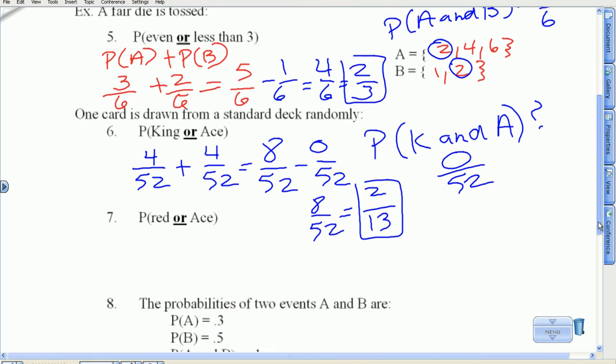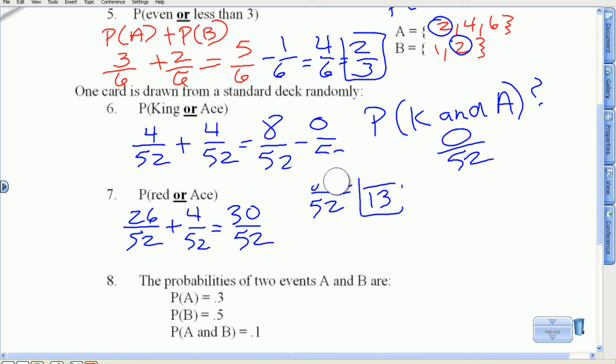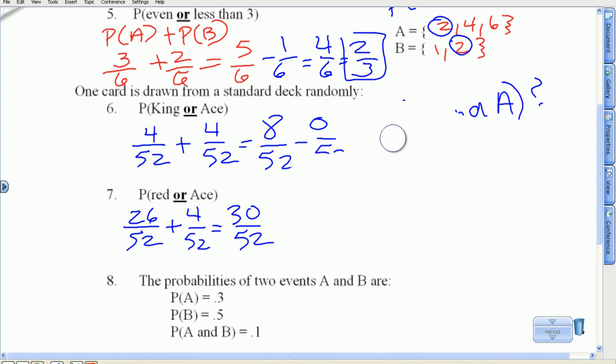Alright, number 7. Red card in a deck of cards, 26 out of 52. Ace, 4 out of 52. So we're going to add those together to get 30 out of 52. You turn that in, it gets marked wrong. Question is, why is that marked wrong? The answer is too big. The probability is not 30 out of 52.